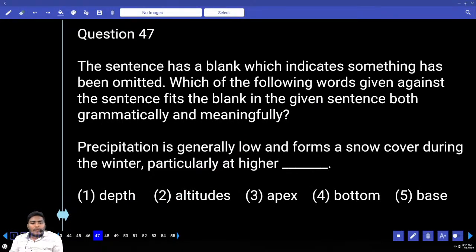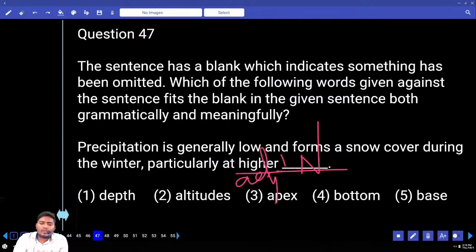Precipitation is generally low and forms a snow cover during the winter, particularly at higher dash. What do you need in the blank? First of all, what do you need in the blank? A noun is needed. Why noun here? Higher is an adjective followed by a noun. Now, depth, altitudes, apex, bottom, base.